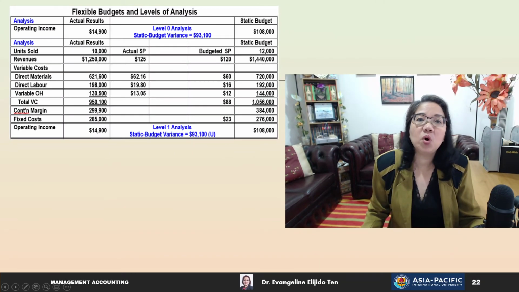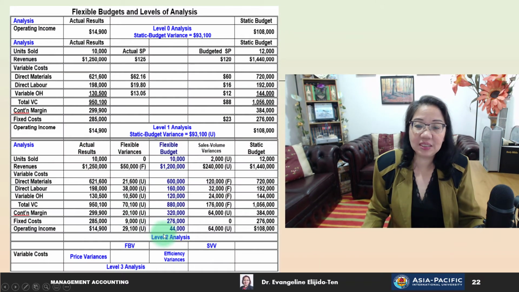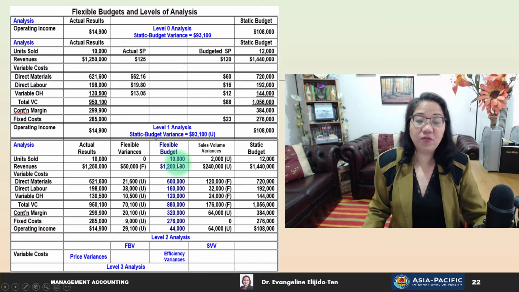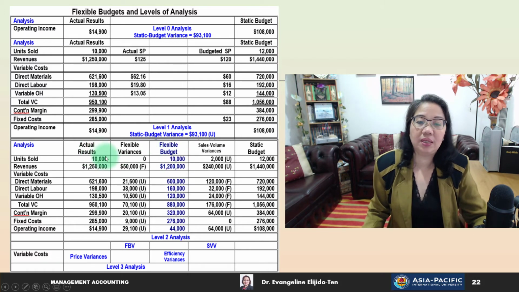What would be more meaningful is to have this level 2 analysis, and this is where we will create a middle column between the actual results and the static budget. This middle column is the flexible budget. So how do we go about flexing the budget? The first thing that we need to do is to get the actual volume in terms of sales.